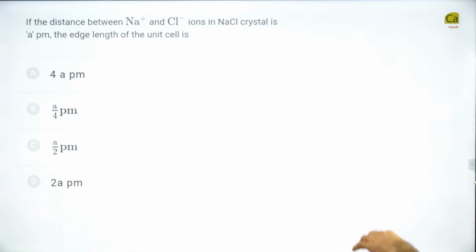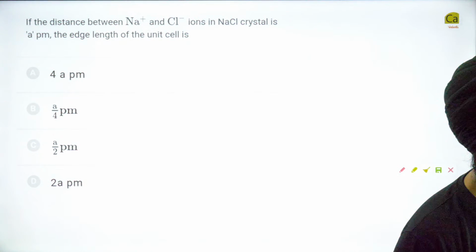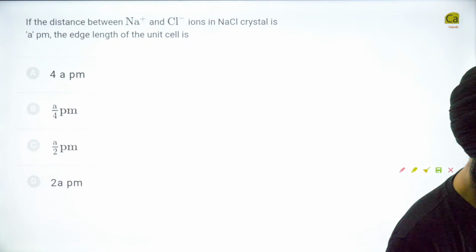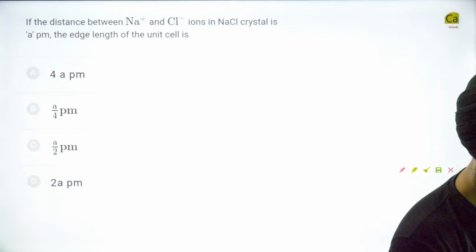If the distance between Na positive and Cl negative ions in NaCl crystal is A, the edge length of the unit cell is? People, very simple question. I'll show you the NaCl structure. Okay, just a second.